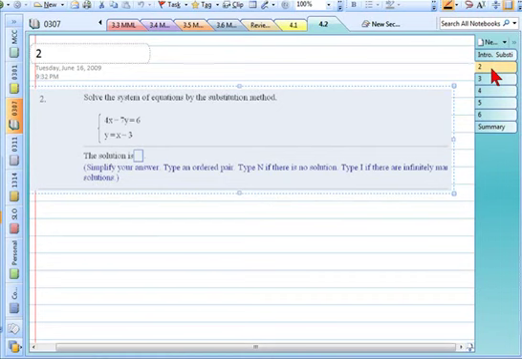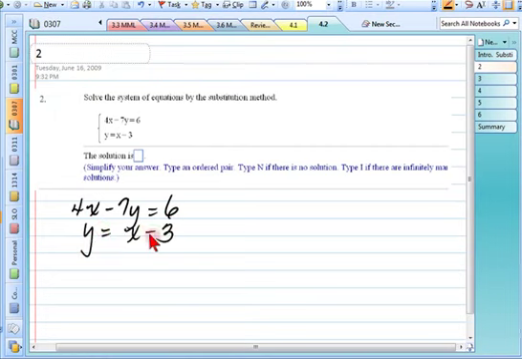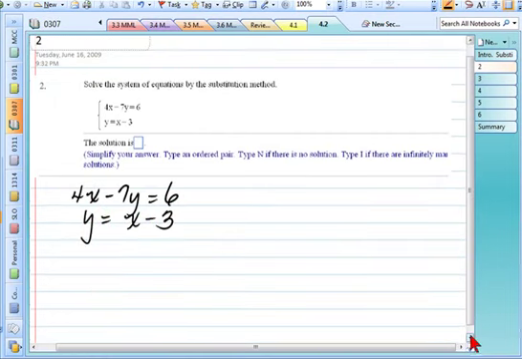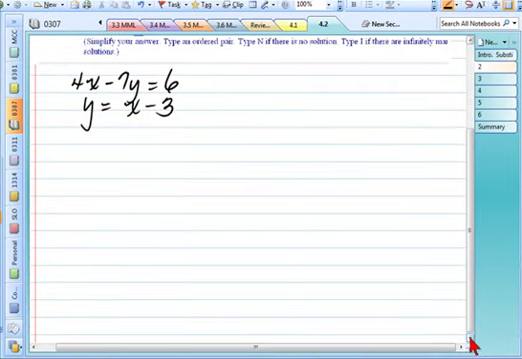Question number 2, I'm going to rewrite the system. I have 4x minus 7y is equal to 6, and I have y is equal to x minus 3. Is this system physically ready for me to work substitution? Yes. You have to have either x equals or y equals staring at you. And I see y equals.